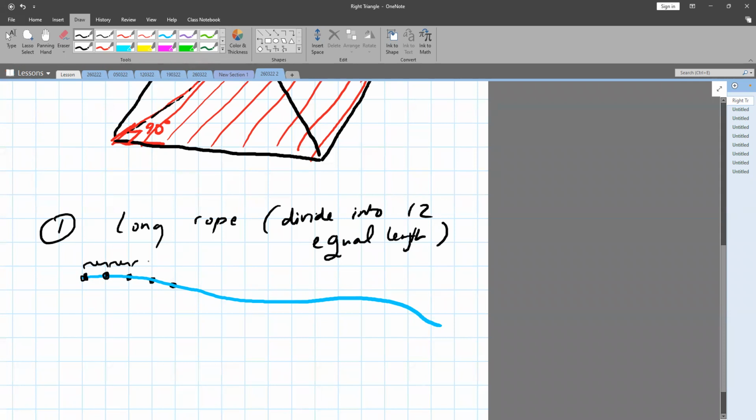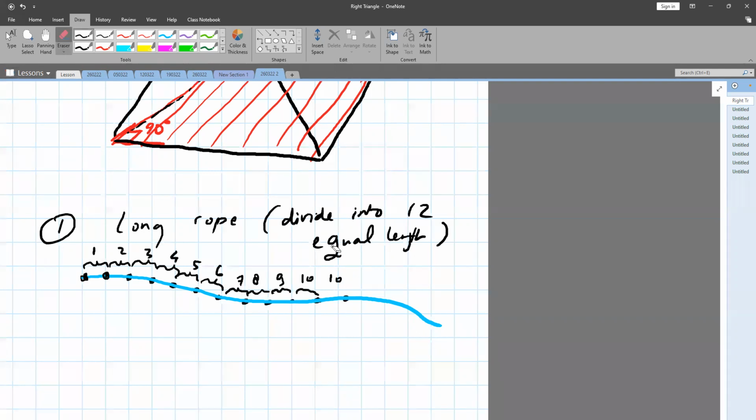So they want to have 12 sections. So we have 1, 2, 3, 4, 5, 6, 7, 8, 9, 10, 11, oops, 10. And then 12. Now, do you know what they will do with this rope? I don't know, a cube has 12 sides or something.